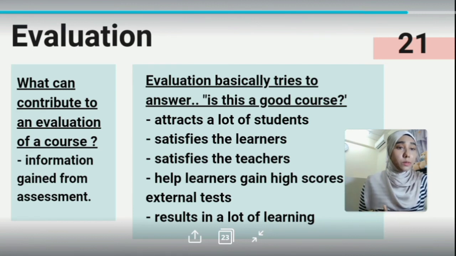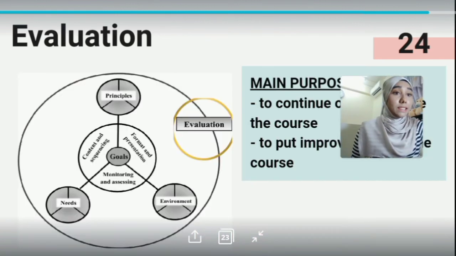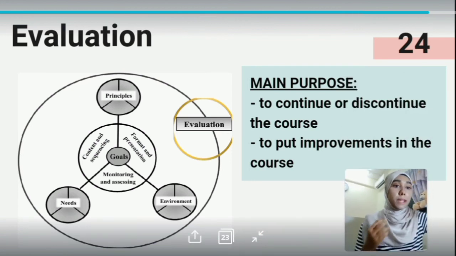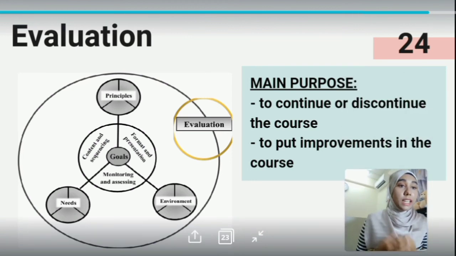Evaluation basically tries to answer, is this a good course? Does it attract a lot of students? Does it satisfy the learners? Does it satisfy the teachers? So those are basically steps of evaluation. The main purpose of evaluation in language curriculum design is to decide if we have to continue or to discontinue a course, or to put improvement in the course.